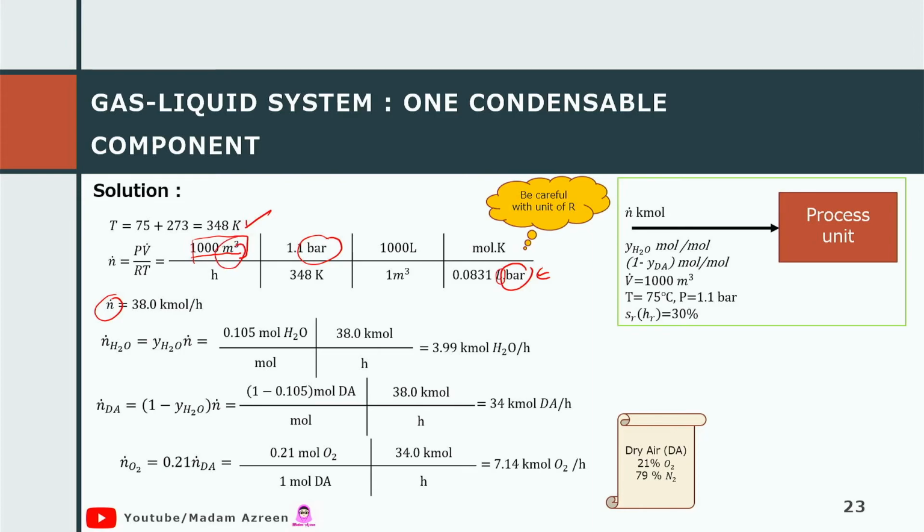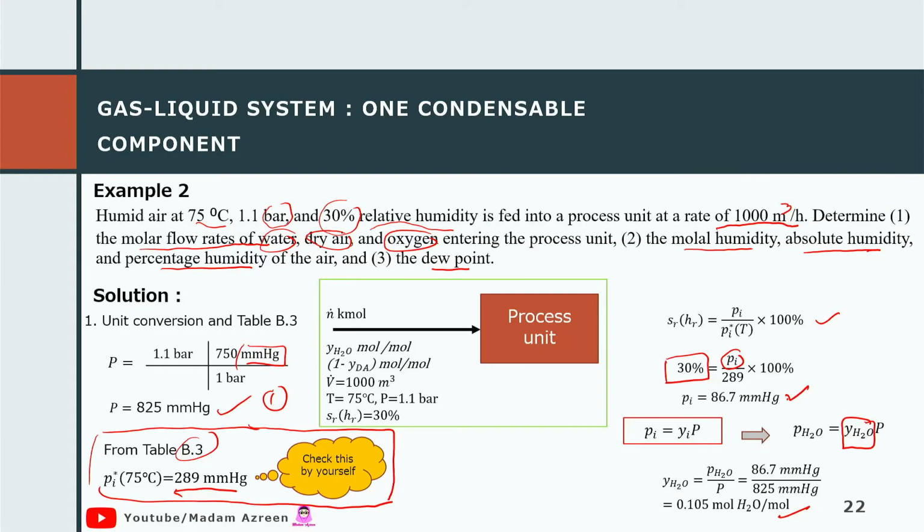Ada beza lah. Jadi kita dapat nilai N. Kita dapatkan nilai N ni guna PV equal to nRT sebab kita ada tiga information ni. Kita dapatkan nilai N daripada PV nRT. And then nilai Y pun kita akan dapat daripada formula ni.